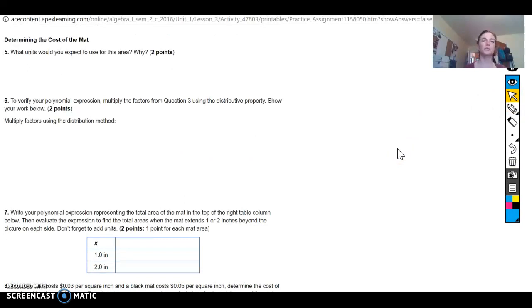So first question, what units would you expect the area to be in? Well, the original photo was 3 inches by 5 inches. So we still want to be operating in inches, but remember area is always units squared. So we're going to be operating in inches squared, okay? Or square inches. You can say that one either way.